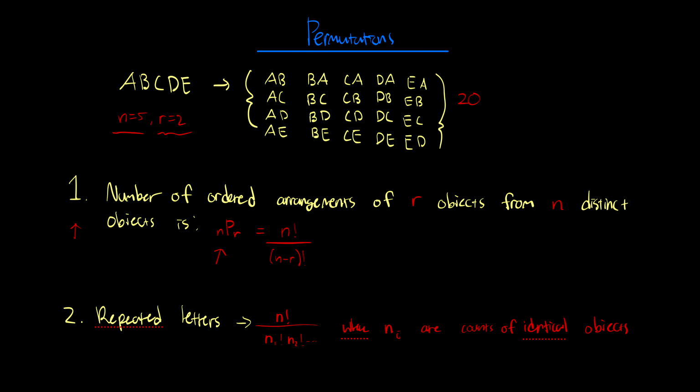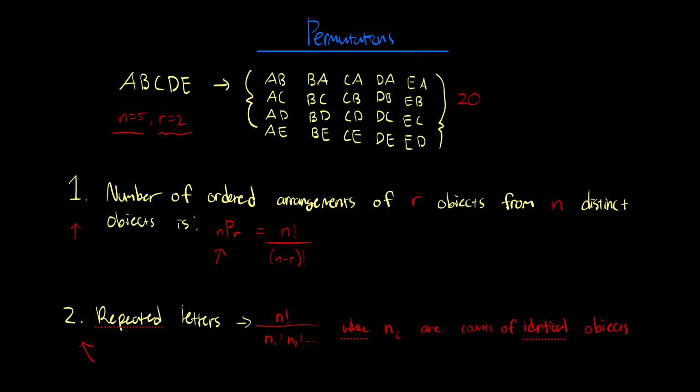Something important that you should keep in mind is that this only works for distinct objects. For examples where there are repeated letters, you cannot use this formula. For those cases, you have to use the repeated letters formula, which is n factorial over n1 factorial, n2 factorial, and so on, where the ni are the counts of identical objects. We went over this in the last video.